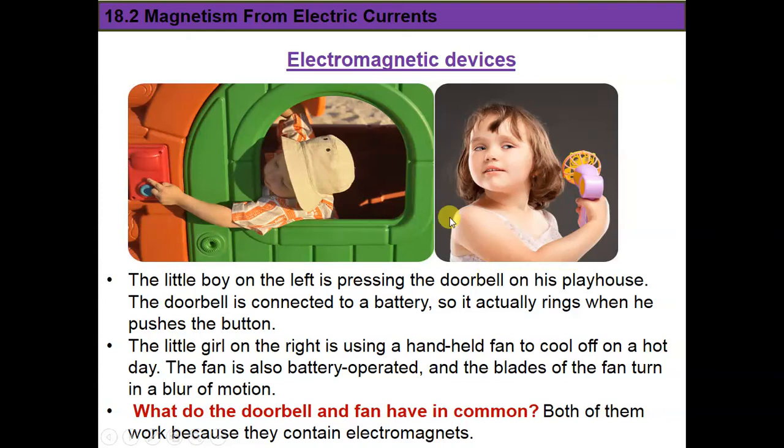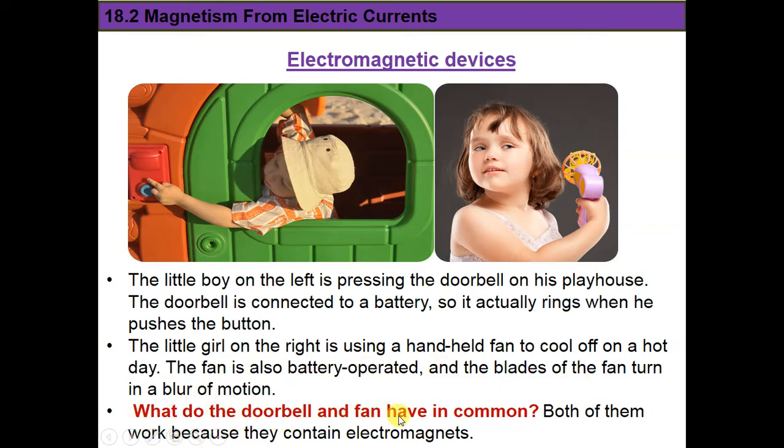Okay, we will continue. We'll talk about the last part in our lesson, which is about electromagnetic devices. Look at these two pictures. The little boy on the left is pressing on the doorbell on his playhouse. The doorbell is connected to a battery, so it actually rings when he pushes the button. The little girl on the right is using a handheld fan to cool off on a hot day. The fan also uses a battery, and the blades of the fan turn in a blur of motion.